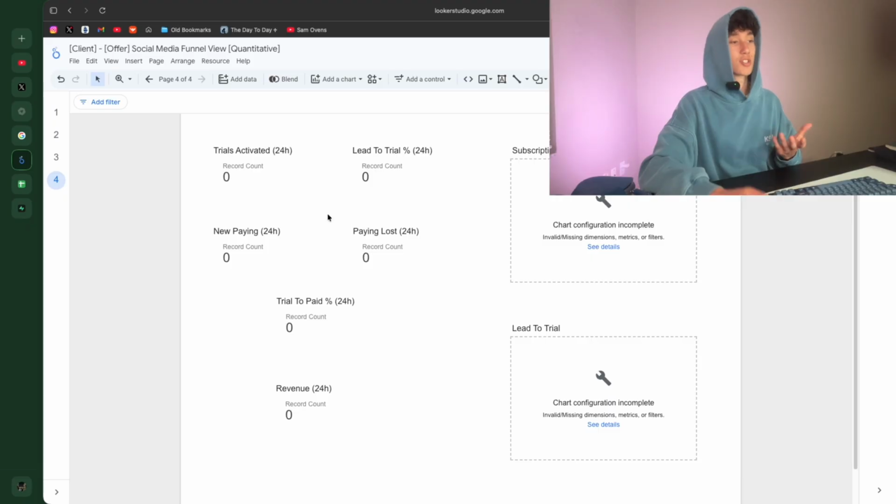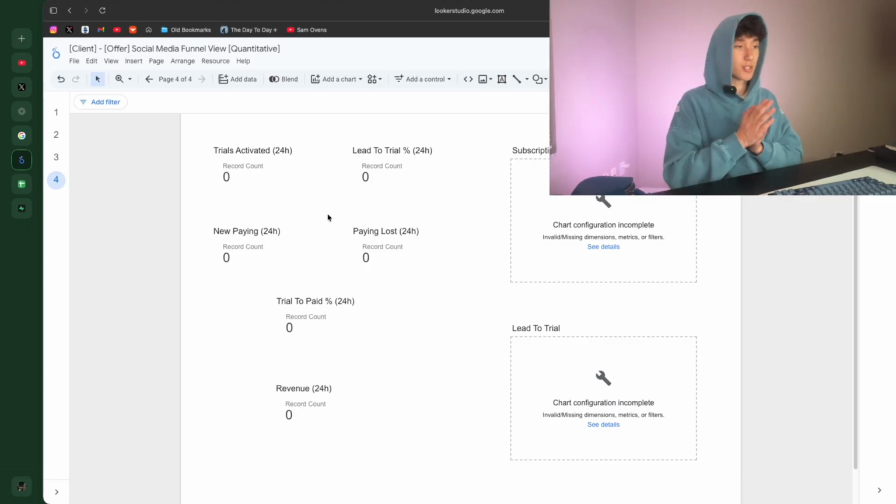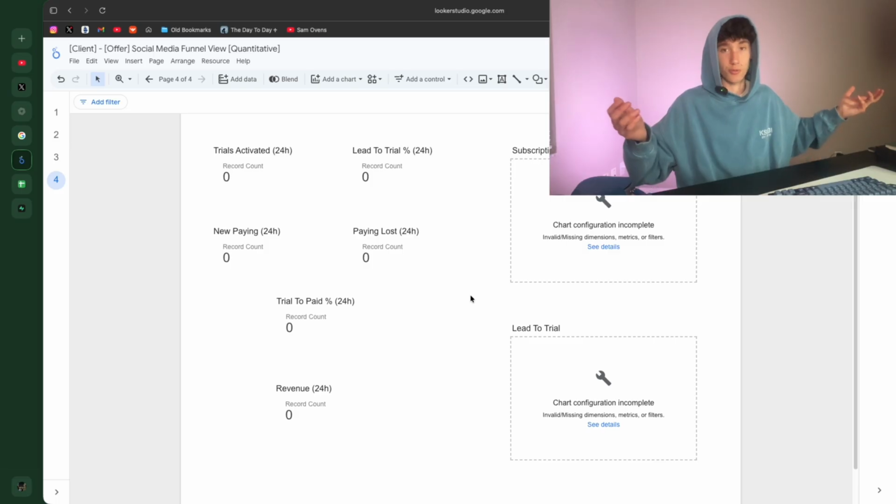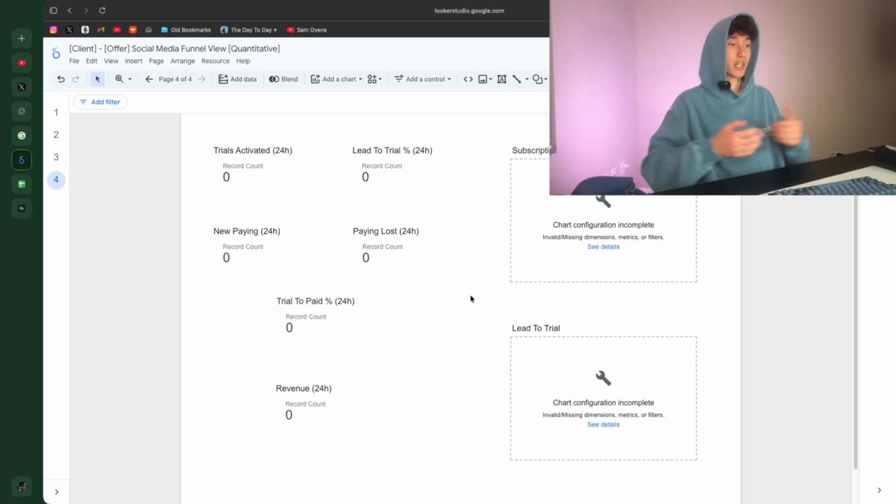Paying lost, this is just people who cancel their subscriptions. I really like paying attention to this because if your churn rate's really high, then it's hard to grow with a bad churn rate. You know what I mean? It kills growth for info products on a subscription payment type.